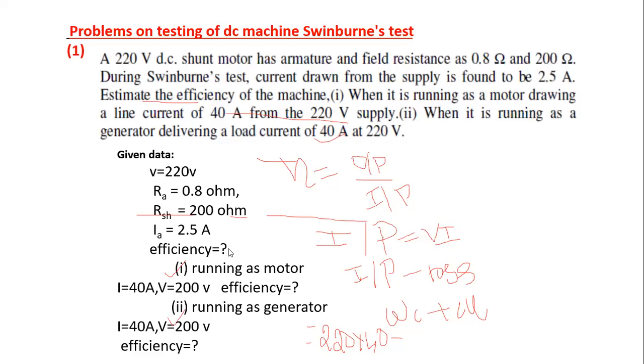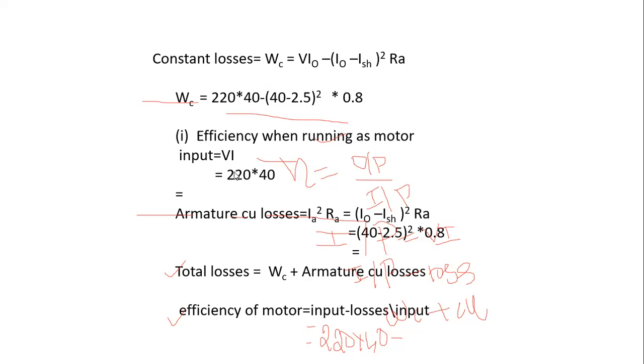By using this given data, first we calculate the constant losses. After that, we calculate the efficiency as a motor. How will we calculate it? What is the formula? Output by input. Input is known in the case of a motor: input equals V into I.